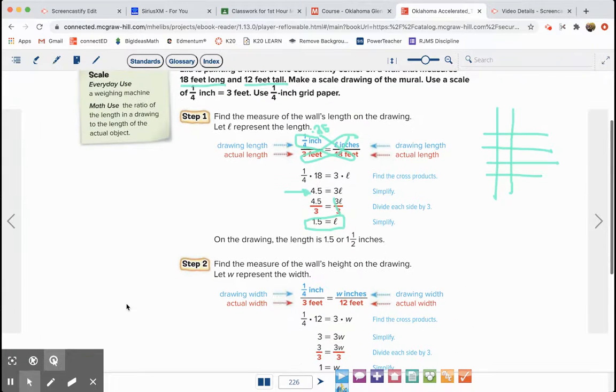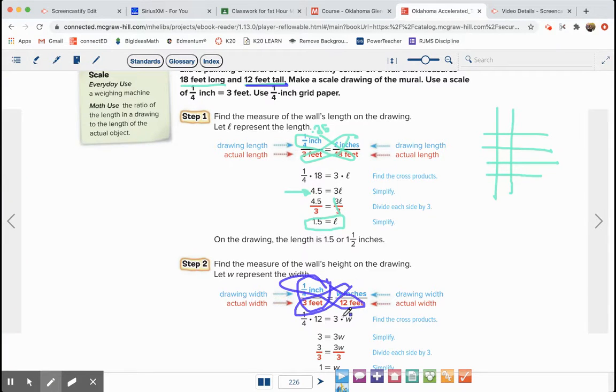But now let's look at the width. So it told me how tall it was, so the width, but it says W. So we still have our same scale. That has not changed, okay? Your scale doesn't change when you're still on the same problem. 1/4 over 3. But now we're looking at the width, and the actual length was 12 feet tall, so over 12. So again, you're cross multiplying.